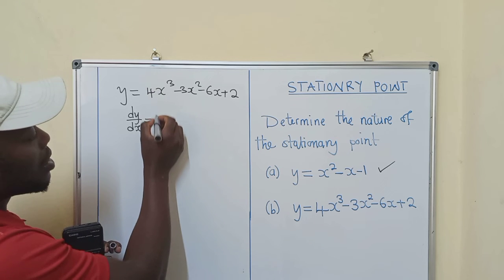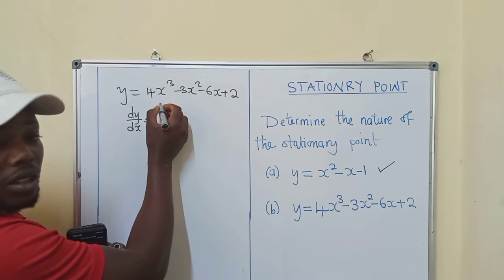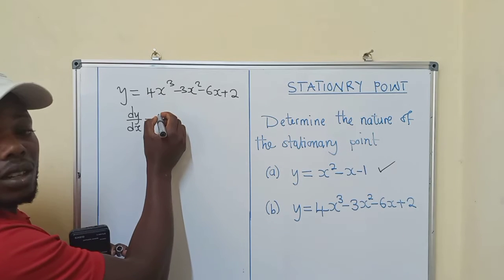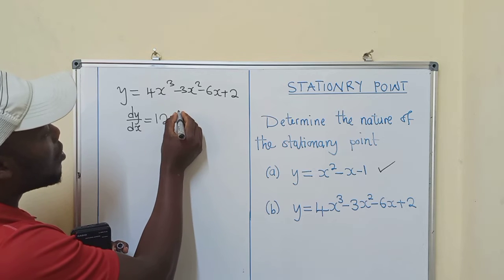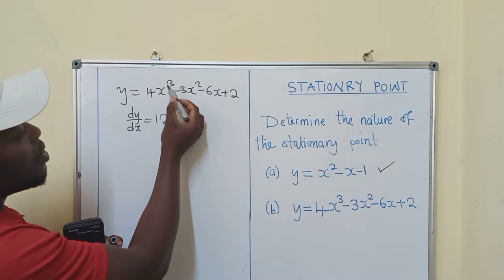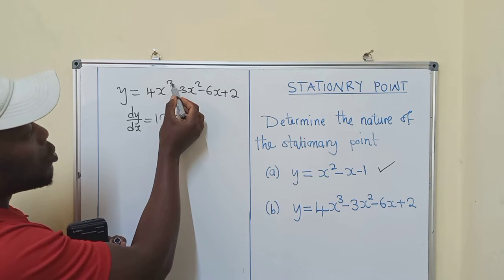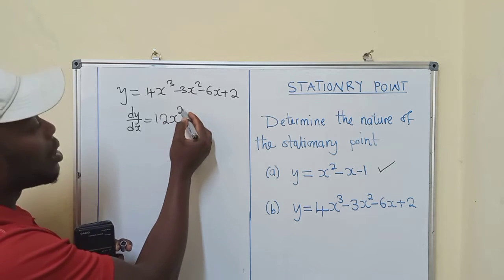So what are we getting here, according to what I said? Yeah, it's a 12 here. And then x, what power are we going to have? Power 2. I said when finding the dy dx, you multiply this by this, you get a 12, and then to the power you subtract a 1. So it will be 3 minus 1, which is a 2.